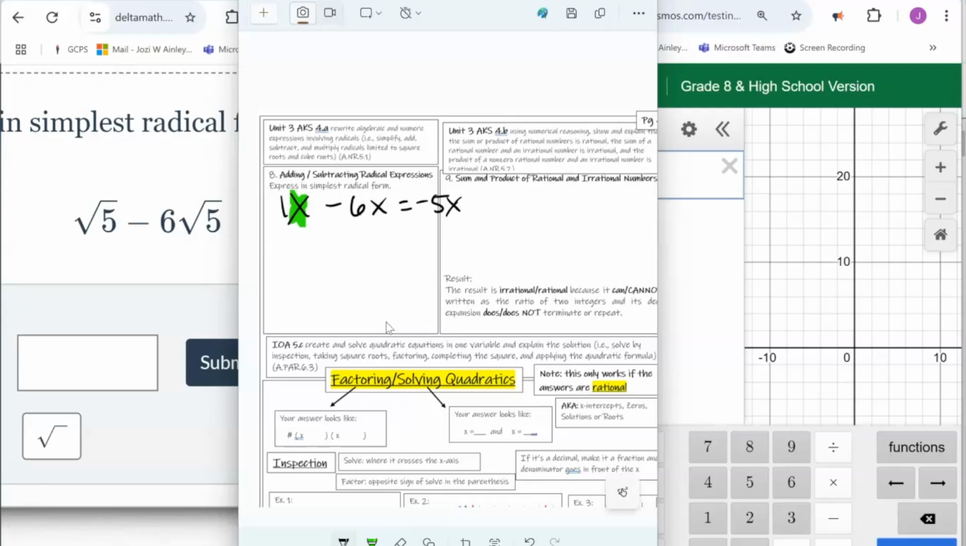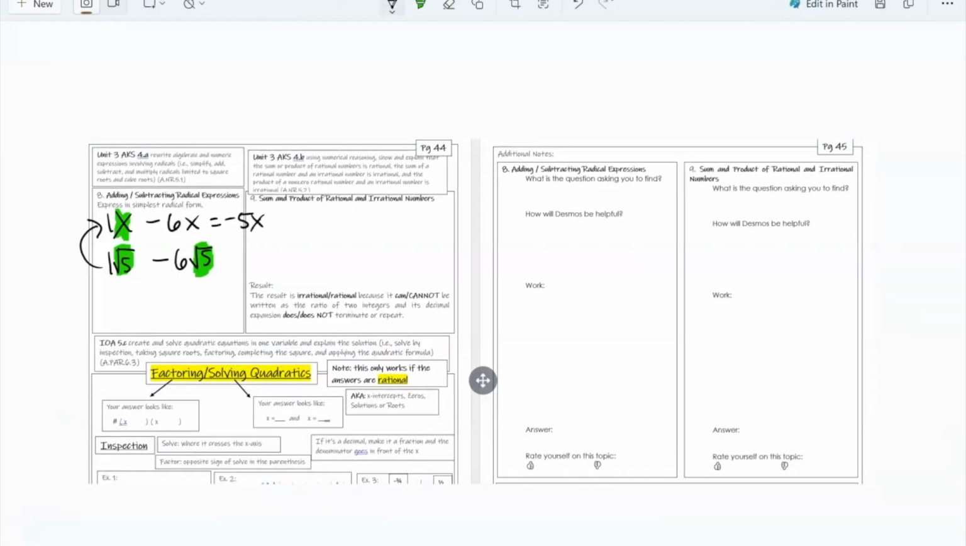It's the same thing with radicals, only in place of the x, now I have radical 5 minus 6 radical 5. Again, as long as the radicands, the numbers inside the radical, are exactly the same, then it's apples with apples, oranges with oranges. So this is the exact same thing as the one above. I'm writing notes here, but you really should be writing notes too.